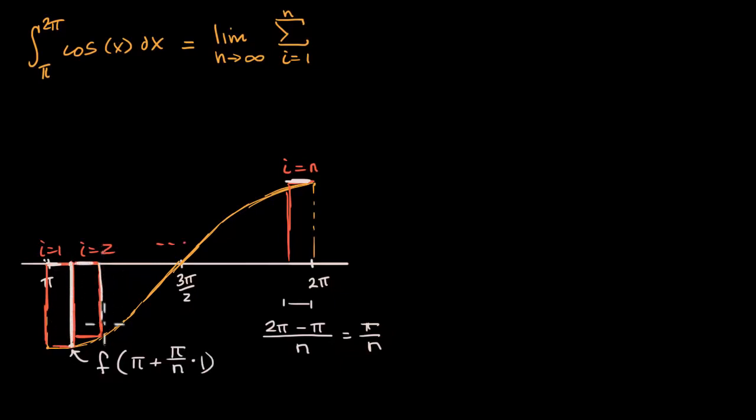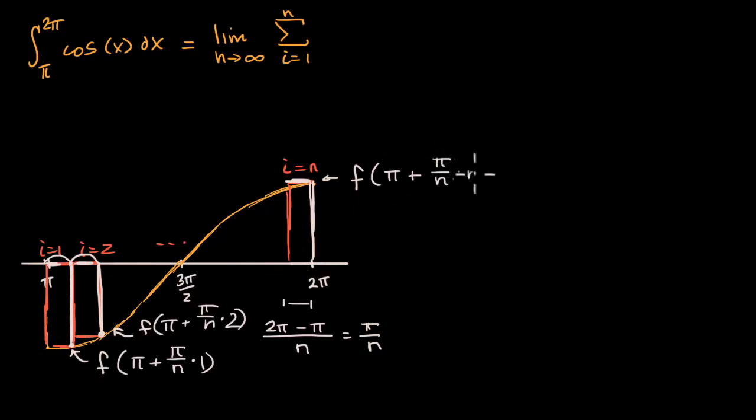What's this one going to be right over here? Well, this one is going to be f of pi, our first start, plus pi over n times what? We're going to add pi over n 2 times. Pi over n times 2. So the general form of the right boundary, so for example this height right over here, is going to be f of, we started at pi, plus, since we're doing the right Riemann sum, we're going to add pi over n times n at this point.